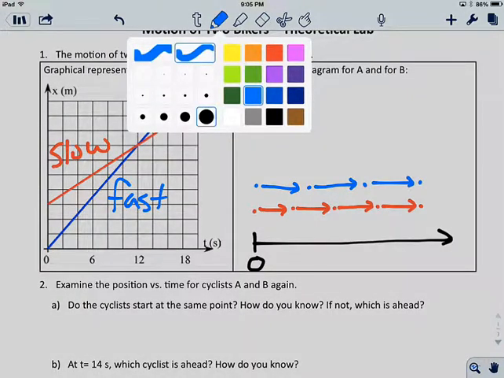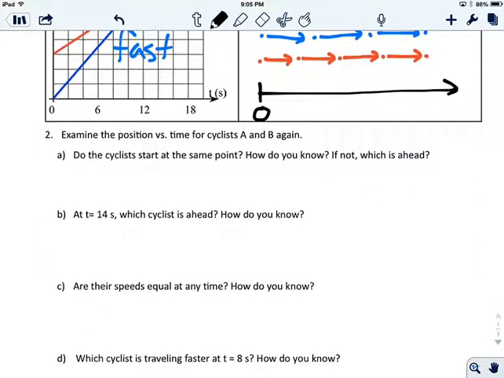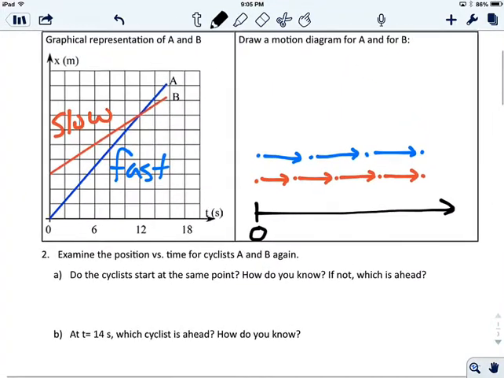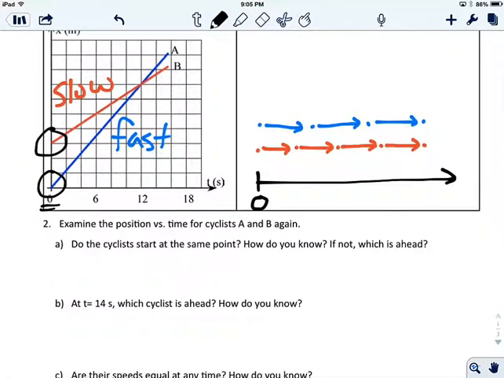Now let's scroll down to number 2 here. It says, examine the position versus time graph for both cyclists. Do the cyclists start at the same point? Okay, let's look at this. If I look at the point where they start, I can find that with the y-intercept. So at the very beginning, at time 0, where are my cyclists? I see that B actually starts a little bit farther ahead than A. So the answer is no.